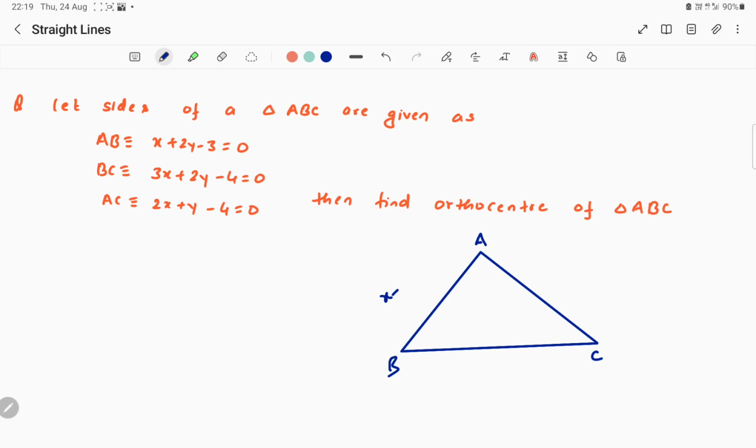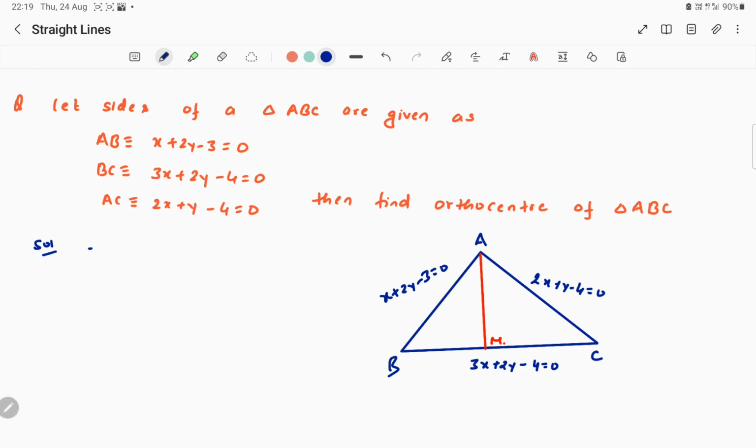So AB equation is what? x plus 2y minus 3 equal to 0. AC equation is 2x plus y minus 4 equal to 0. And this equation is 3x plus 2y minus 4 equal to 0. What is orthocenter? Orthocenter is the point of intersection of altitudes. So my question is, let's say AM is one such altitude. Can you see AM is a line which is passing through the point of intersection of the lines AB and AC. So I can use the family of lines concept here.